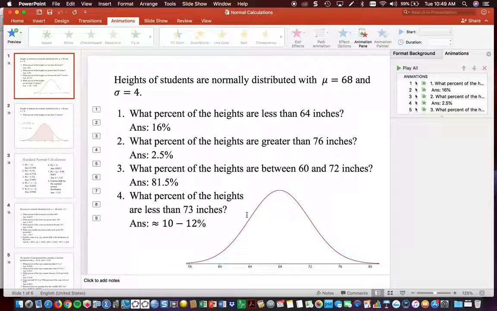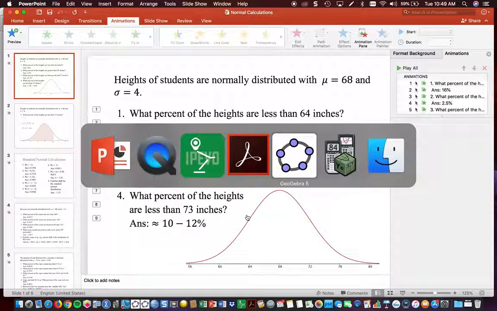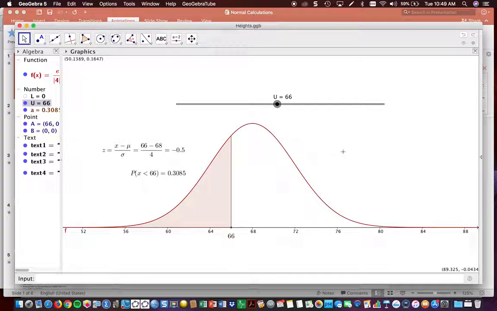First, let me show you a file that I made, which is in GeoGebra, a free software package that anybody can get. It took me about an hour this morning to get all this ready, but here's what we can do. We can ask, what happens if we slide this over to 73 inches? The program gives me the area of this tan region, and it says that probability is about 89.4%.